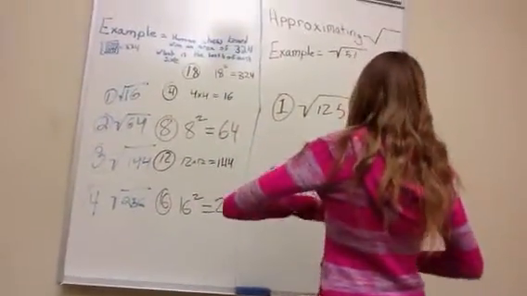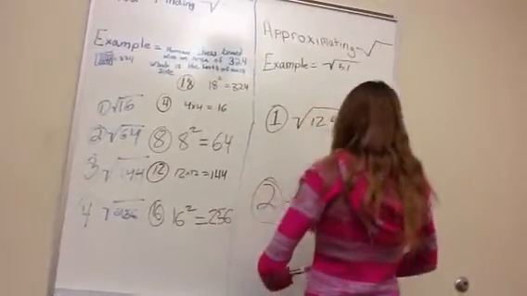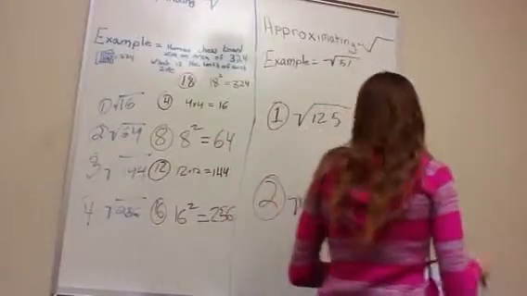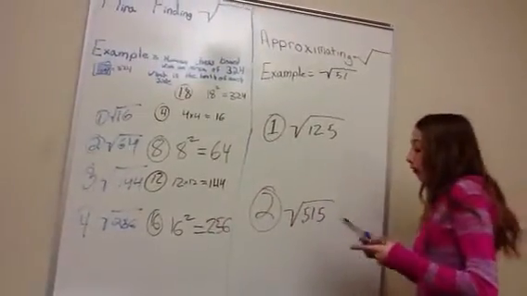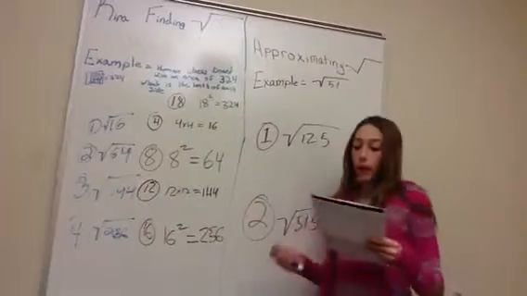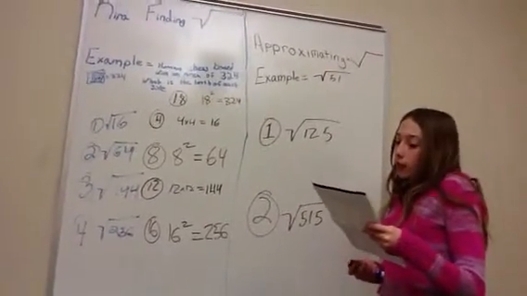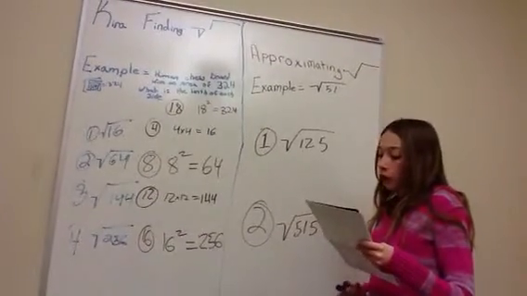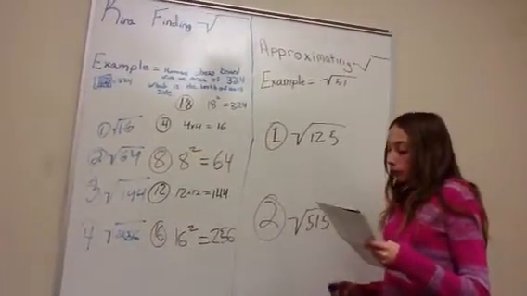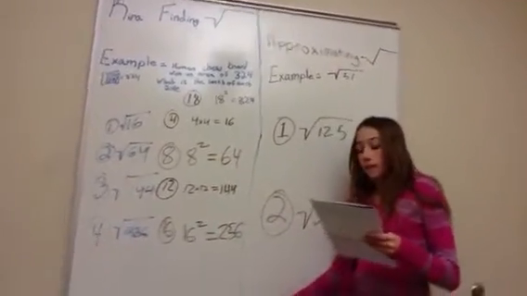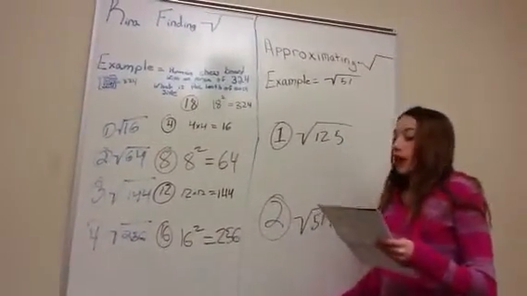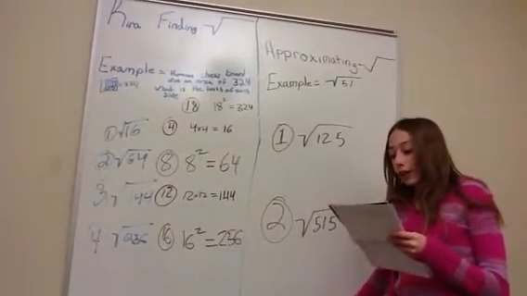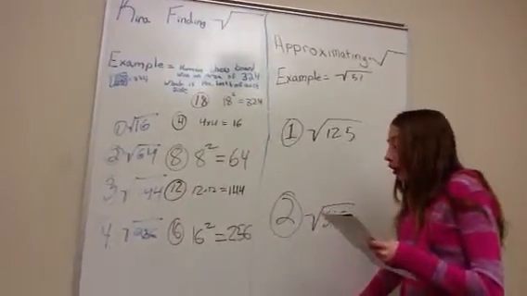Now, moving on. Approximating square roots. For approximating square roots, you have to pretty much find the square root and round it. A perfect square is the square of an integer. For example, 1, 4, and 9 are perfect squares because 1 squared equals 1, 2 squared equals 4, and 3 squared equals 9.